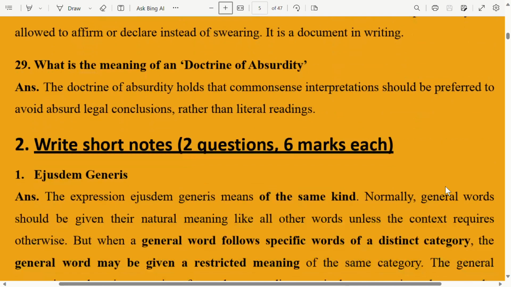What is the meaning of the doctrine of absurdity? The doctrine of absurdity holds that common sense interpretation should be preferred to avoid absurd legal conclusions rather than literal readings.